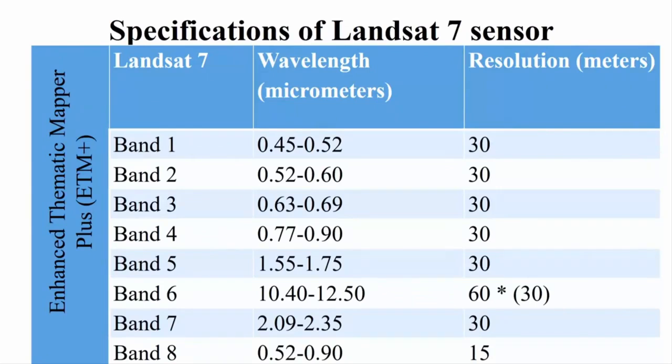Now this is the specification of the Landsat 7 sensor. Here again there are 8 bands, and band number 6 is the thermal band, which operates between 10.4 to 12.5 micrometer, and the resolution is 60 meter, but again this is resampled at 30 meter.